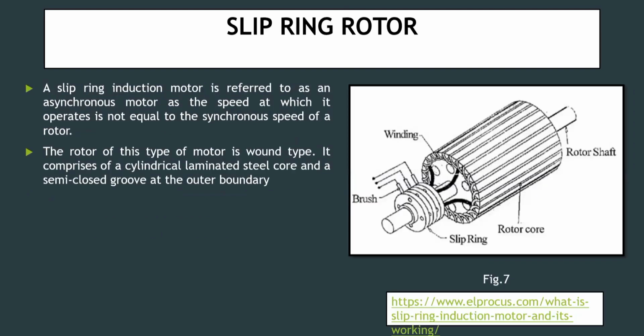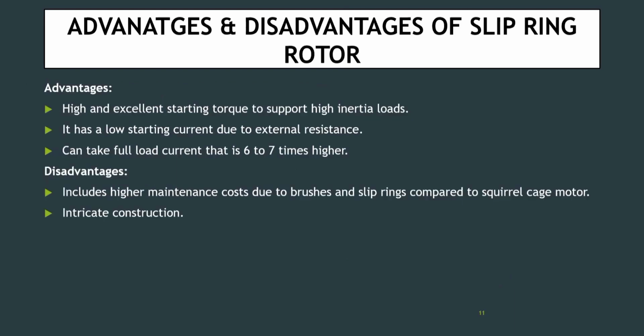Slip ring rotor is only required whenever you require speed control. Otherwise, slip ring rotor is not used. In squirrel cage, there is no flexibility of speed control, but in slip ring we do have it. So you can see that it operates at a speed not equal to synchronous speed. We have to control the speed of the machine, and for that we use a slip ring induction motor. You can say we have a slip ring mounted with a rotor core.